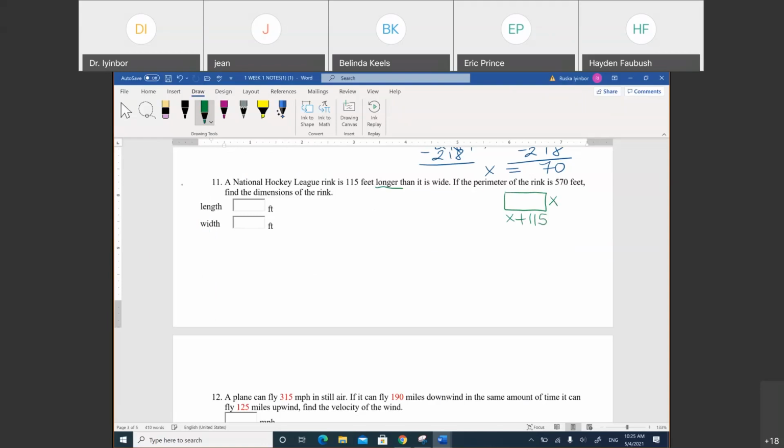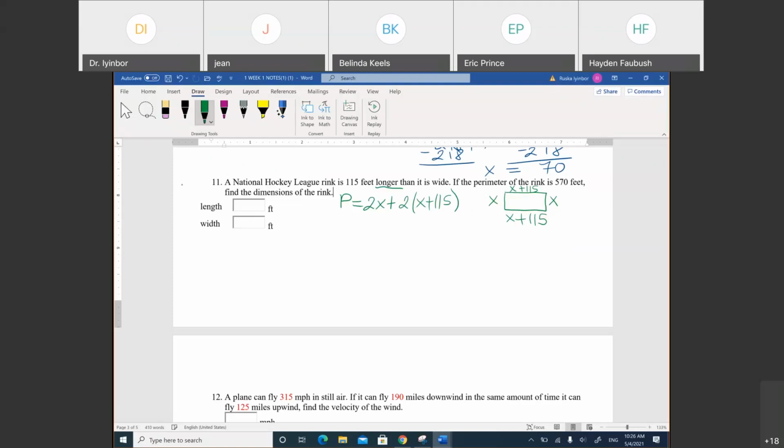Correct. Now, what is the formula for perimeter? How do you find the perimeter? You add all the sides, right? So the perimeter of that rink, it's a rectangle, so it looks exactly like this. If this is x, the other side is also x. If this is x plus 115, the other one is also x plus 115. So you're going to add all of those sides, right? x plus x is 2x, plus, when you add two of those, x plus 115. That's going to be the perimeter, yes?